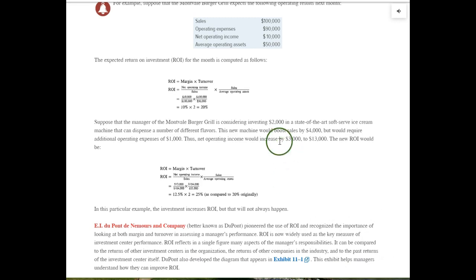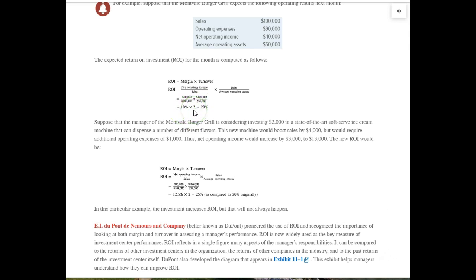So here's an example. We have sales $100,000, operating expenses $90,000, net operating income $10,000, and average operating assets of $50,000. So here's the expanded return on investment formula. So let's first of all compute margin. So net operating income, $10,000, divided by sales, $100,000. So here it is. Turnover, sales divided by operating assets. Here's this amount. So we have 10% margin.